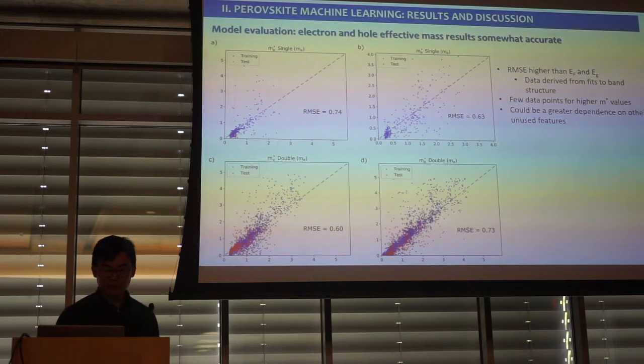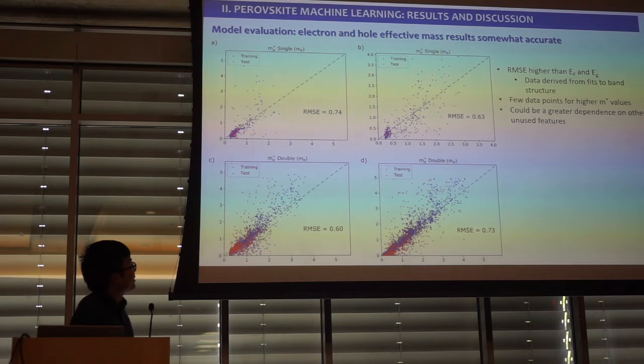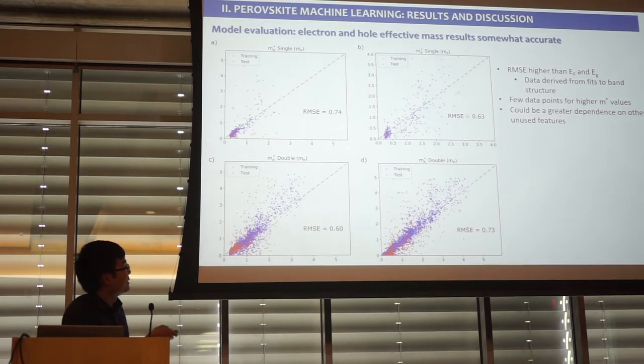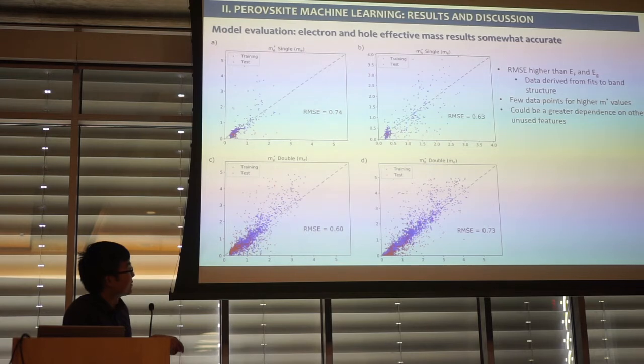Okay, so here are our results for the effective mass. What stands out immediately in these plots is that there's a lot more spread compared to the formation energy and the band gap. That also shows itself in the larger root mean squared error values. We also see fewer data points for higher effective mass values, so the model may not perform very well for larger effective masses.